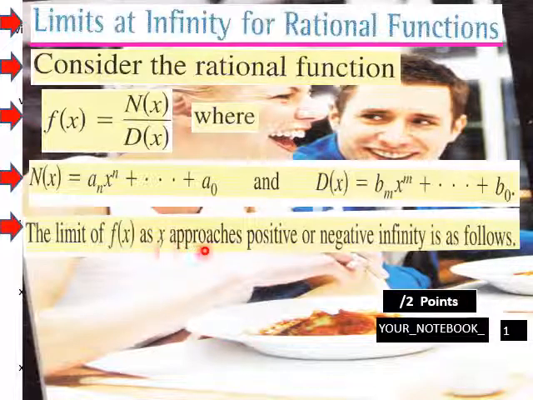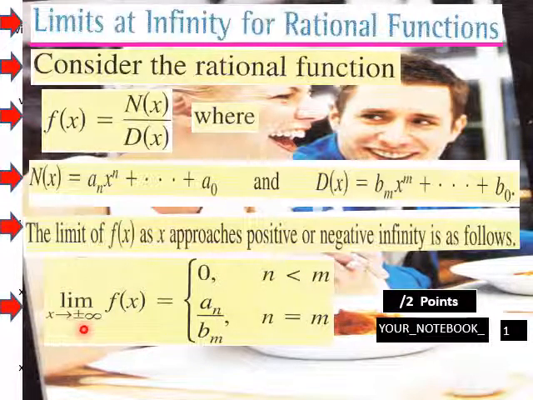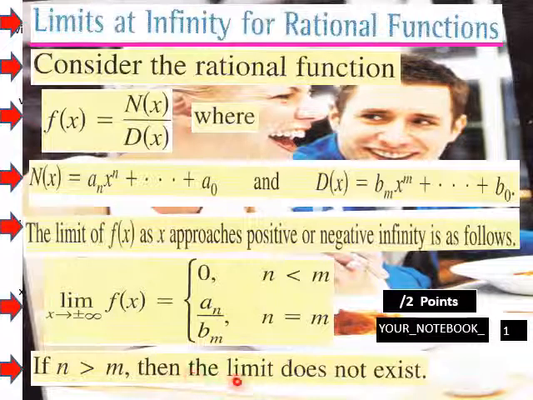The limit of f of x as x approaches positive or negative infinity is as follows. So as x goes to negative infinity, the limit of that f of x equals 0 if n is less than m. If n equals m, in this case where your degrees equal each other, then these would approach infinity when that happens. If n is greater than m, then the limit does not exist. So if the degree of your numerator is larger than the degree of your denominator, then the limit does not exist.